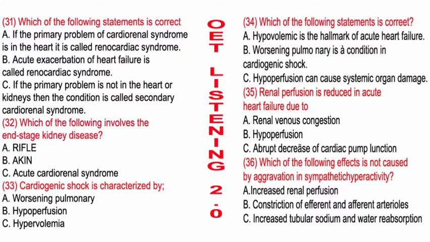Multiple mechanisms have been implicated in the pathophysiology of cardiorenal syndrome. Sympathetic hyperactivity is a compensatory mechanism in heart failure and may be aggravated in case cardiac output is further decreased. Its effects include constriction of afferent and efferent arterioles, causing decreased renal perfusion and increased tubular sodium and water reabsorption.